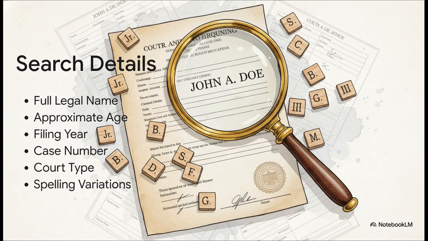Of course, your search is only as good as the information you plug into it. The more details you have, the faster the search becomes. You're going to want the full legal name, approximate age, filing year, case number, and the court type. But here is an absolutely critical tip. Always try multiple spelling variations. Seriously, missing a simple suffix like junior or senior or a middle initial can completely hide a record from your view. These databases demand precision, so you must mix up those variations if your first search comes up empty.